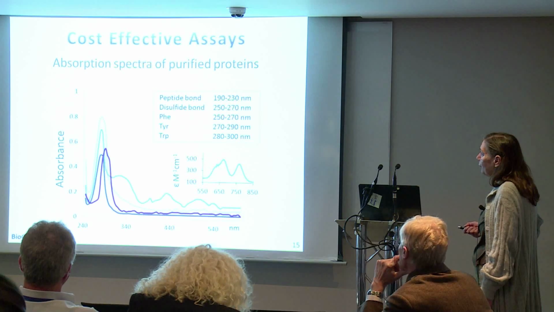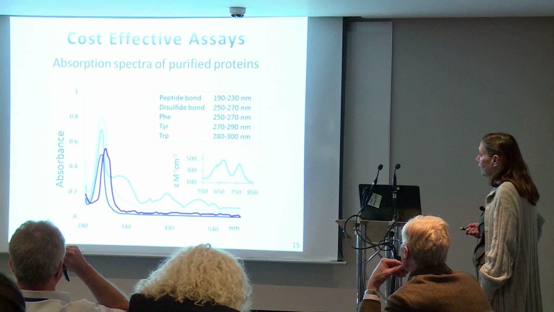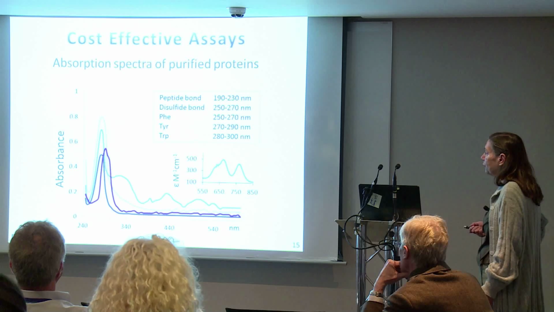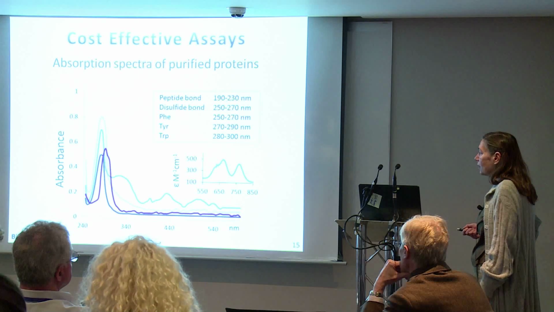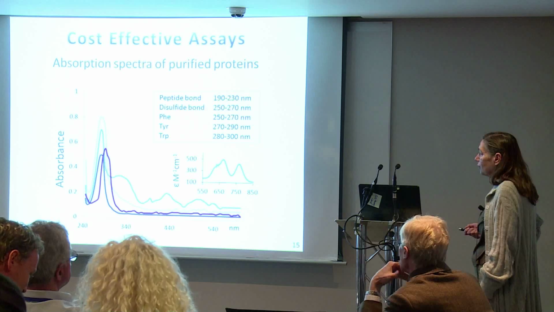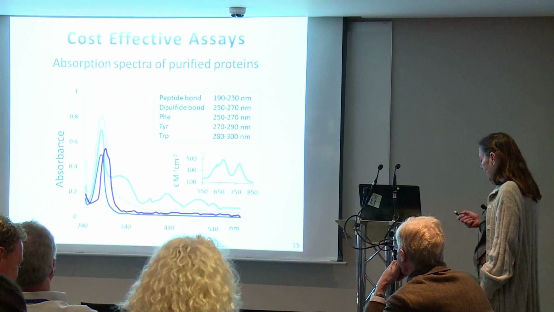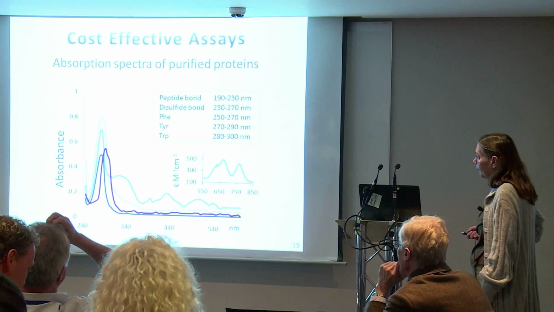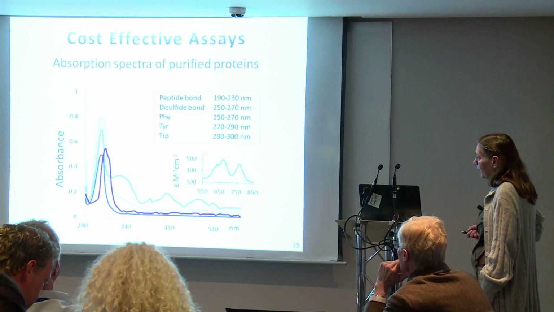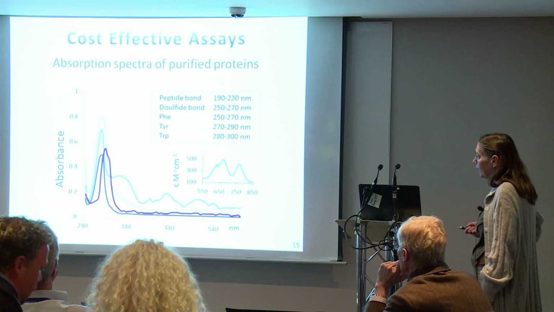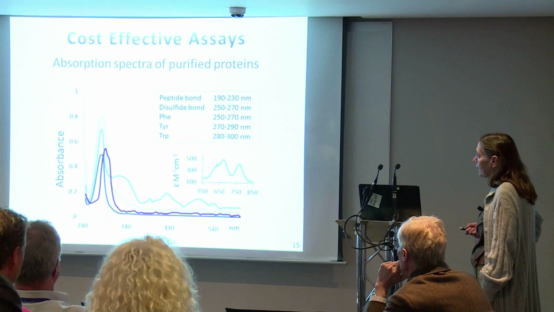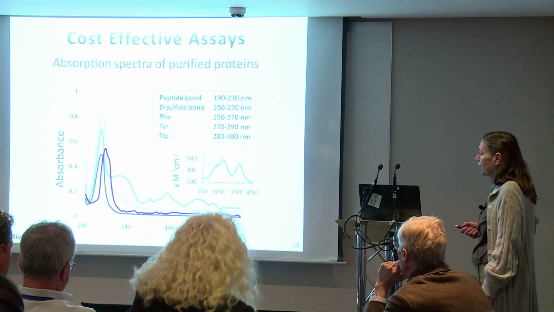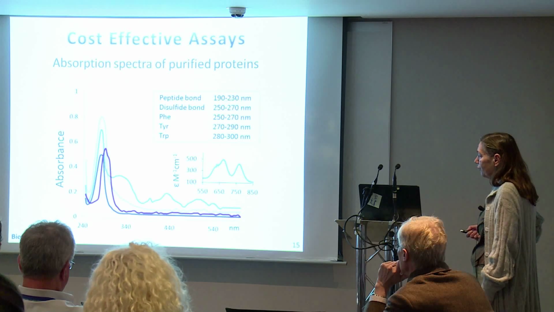Examples of cost-effective assays that could be applied on a daily basis are absorption spectra of purified proteins. This is something every single laboratory can do. For example, the blue curve represents pure proteins, and if we apply this kind of spectra for many other steps of purification and analysis, we can get much more information.